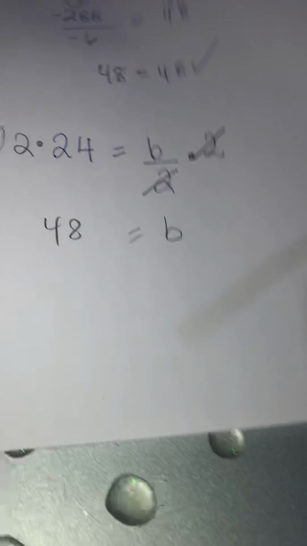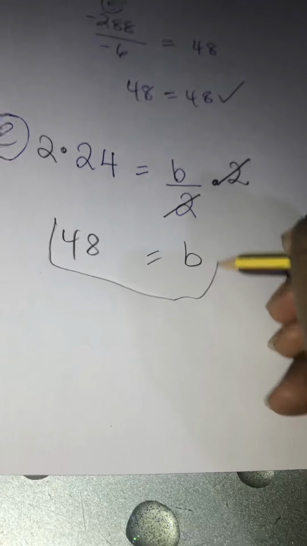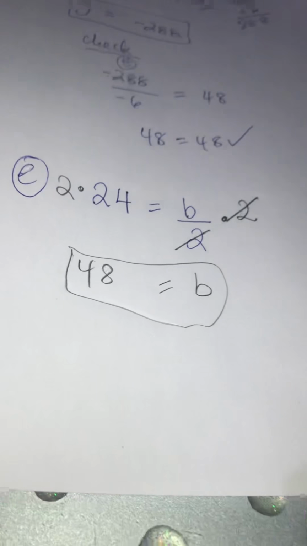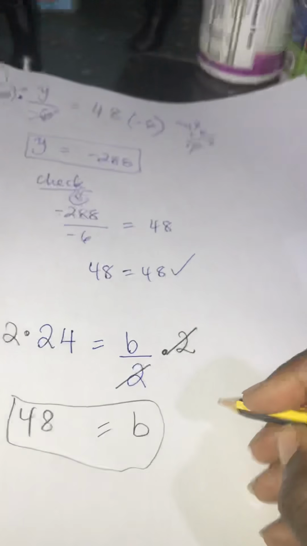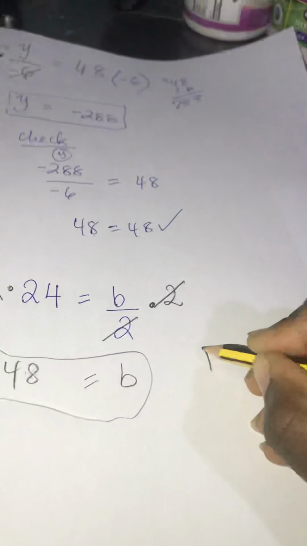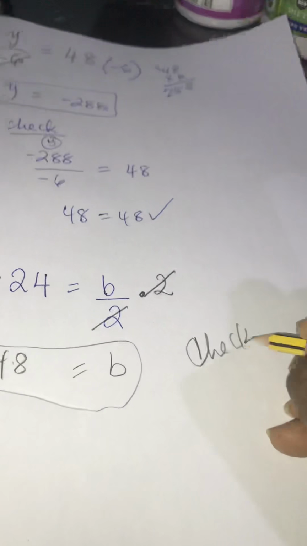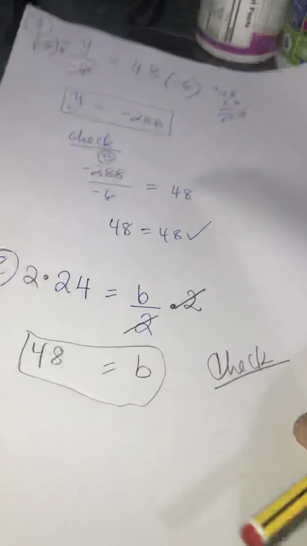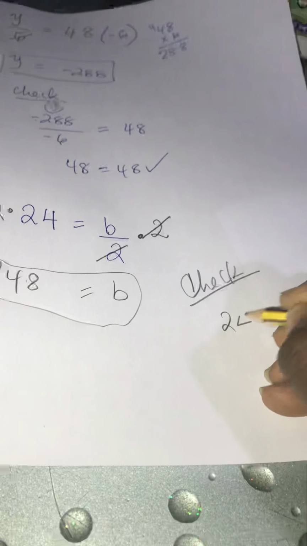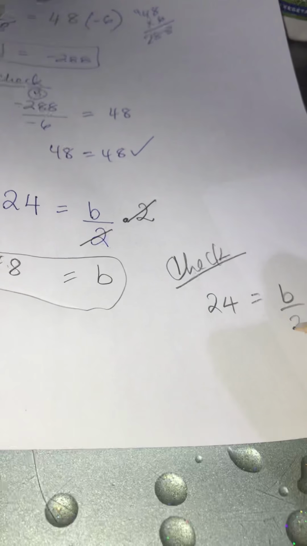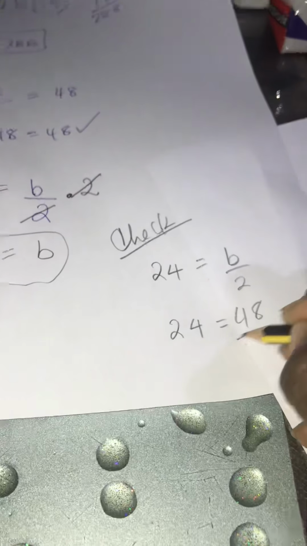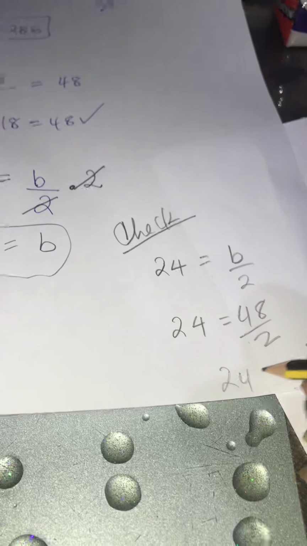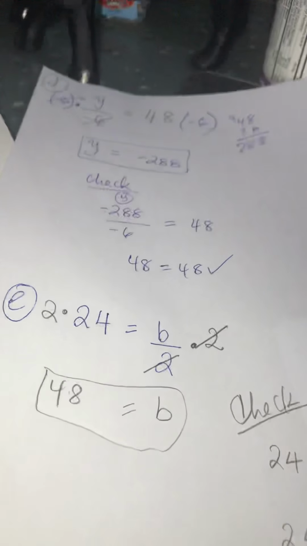Now you check your work. A positive times a positive is a positive. Check your work. So you will do 24 equals B over 2. 24 equals 48 over 2. 24 equals 24. So that is how you do this.